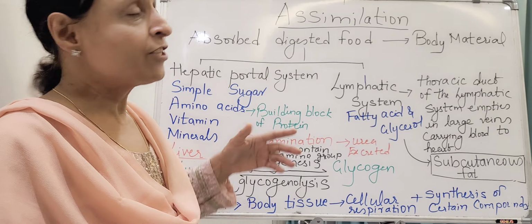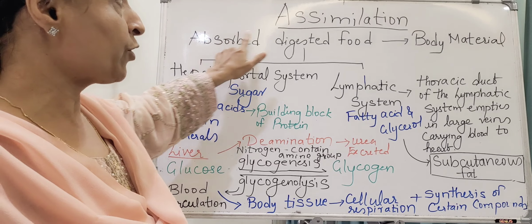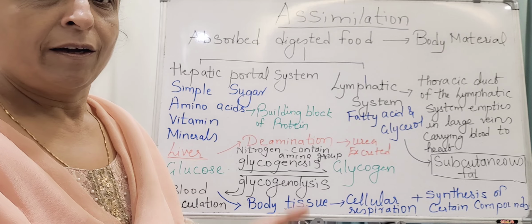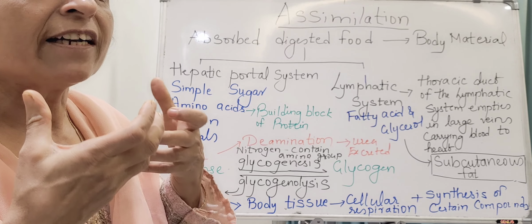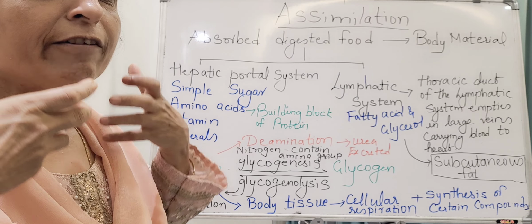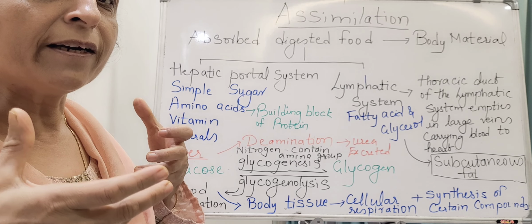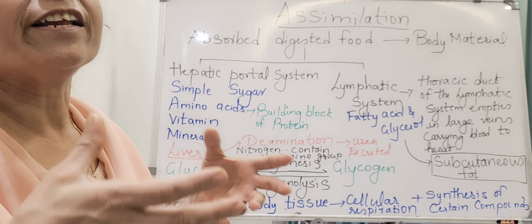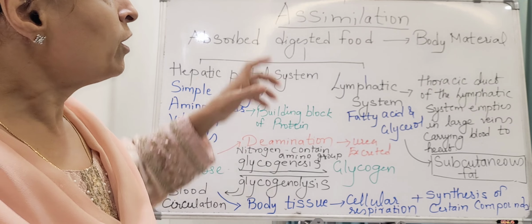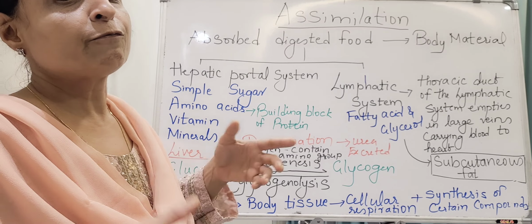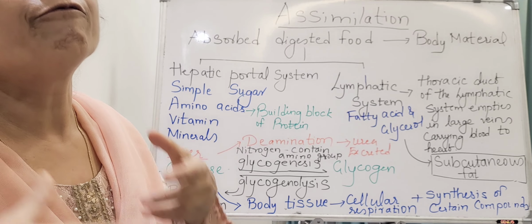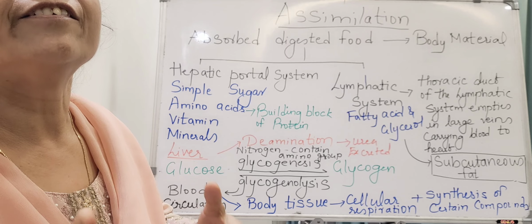Assimilation is the conversion of absorbed digested food to become body material. Whatever the material you see, that is what we eat. Whatever we eat, that becomes our body material and it provides energy for various activity. So this assimilation is for giving us energy, building our body, and for various biochemical reactions.